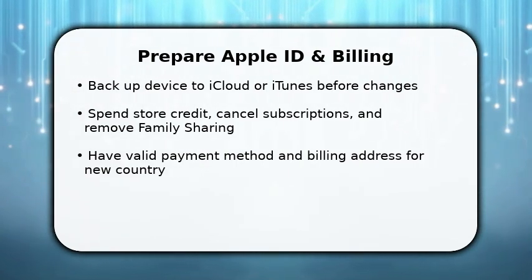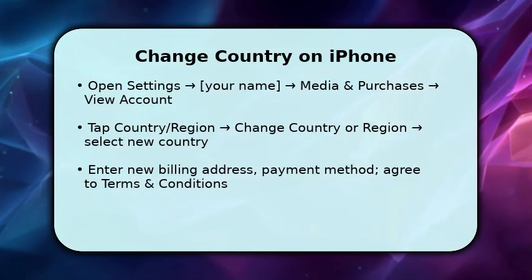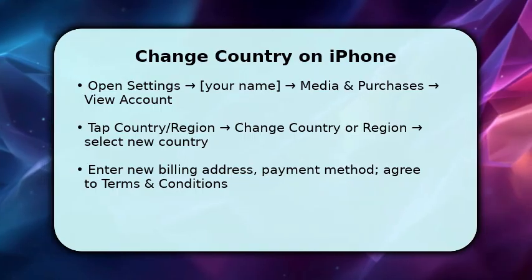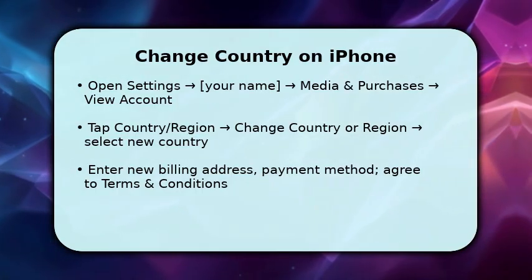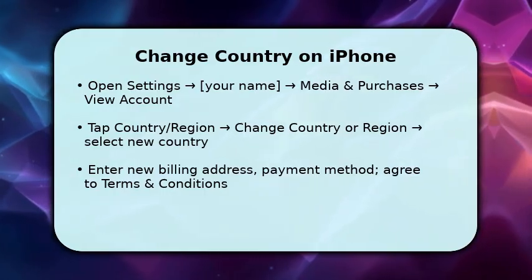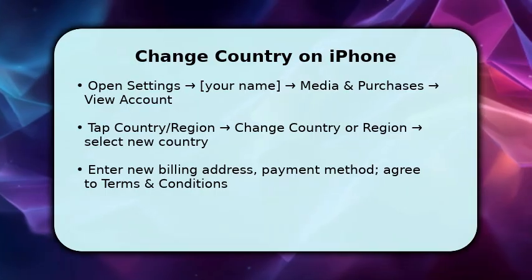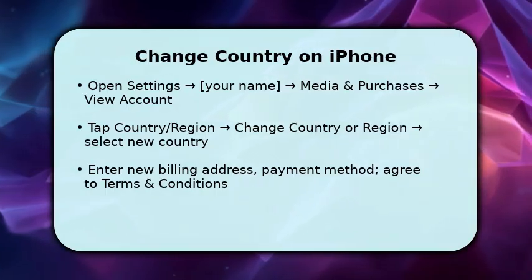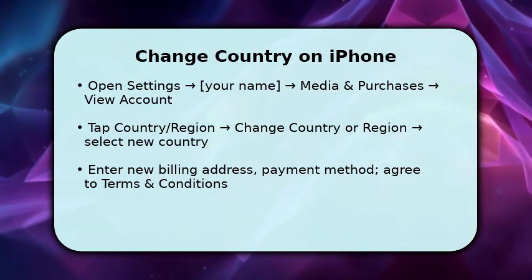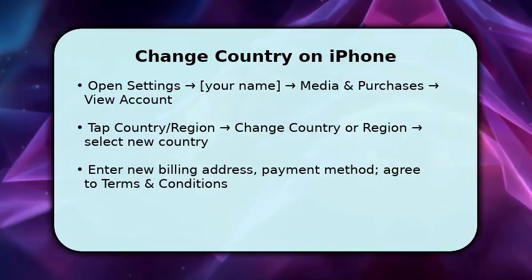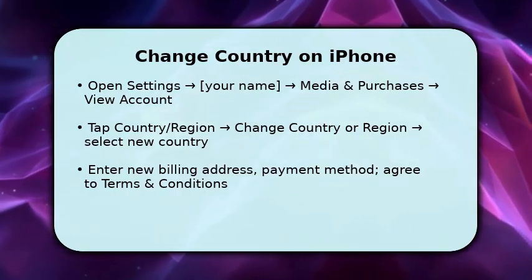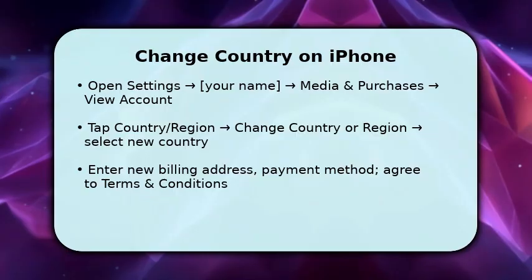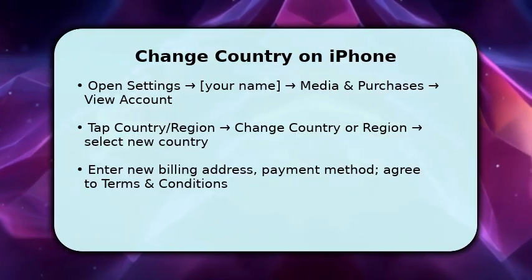Now perform the account change on your device. Open Settings, tap your name, then Media and Purchases and view account. Choose country/region and select Change Country or Region. Pick the new country, then enter the billing address and a payment method issued there. Apple validates these fields. Agree to the terms and conditions because legal changes are required for purchases. If you use multiple devices, repeat or verify on each one once the account updates.